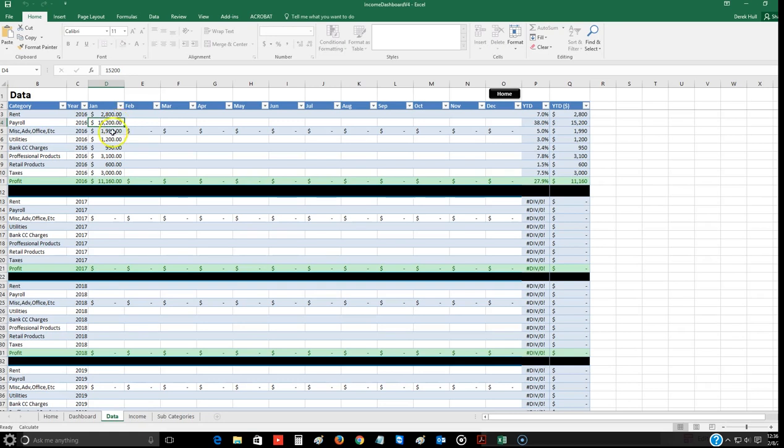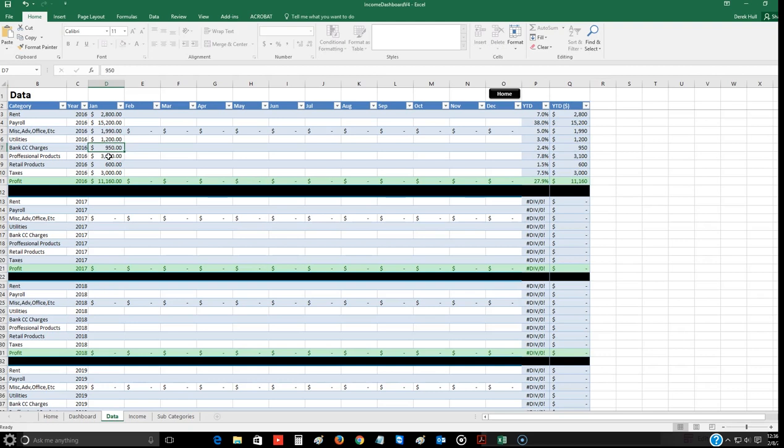Miscellaneous. Notice I can't click on this here. Miscellaneous is figured out on another sheet and will plug in here automatically. Utilities, self-explanatory. This is going to be your electric, your water, and your telephone bill. Bank credit card charges. That's going to be your banking fees and your credit card fees.